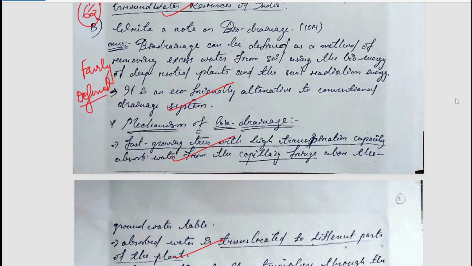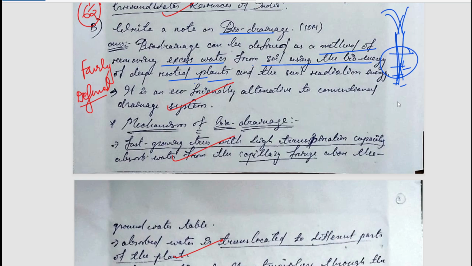The next question is about biodrainage. So what is biodrainage? It is the method of removing excess water from soil using the bioenergy of deep-rooted plants. Suppose there is excess water in soil. So we will plant some deep-rooted plants, and they will absorb water and transpire. So the excess waterlogging could be reduced. This is what biodrainage is.